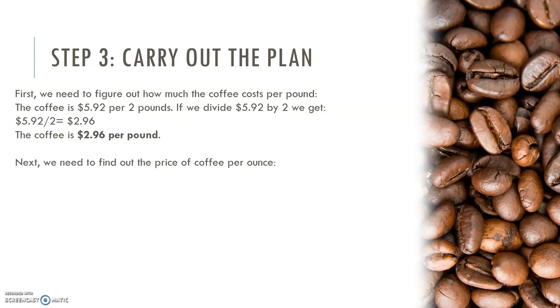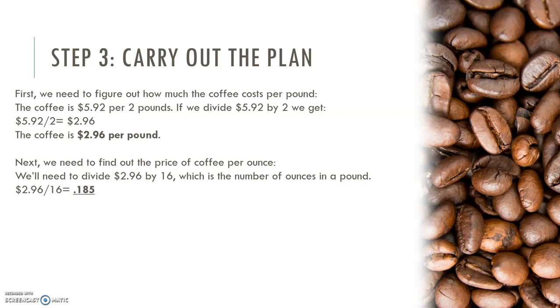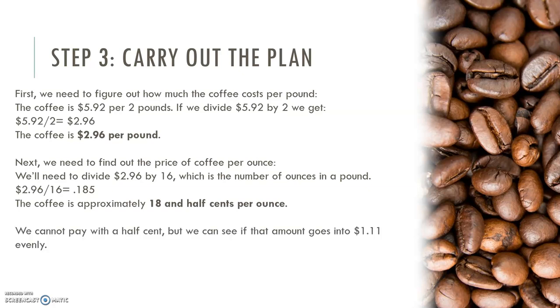Next, we need to figure out the price of coffee per ounce. We'll need to divide $2.96 by 16, which is the number of ounces in a pound. $2.96 divided by 16 equals 0.185. The coffee is approximately 18.5 cents per ounce. So we cannot divide a cent by half. We cannot pay with half a cent. So we need to see if that amount, 0.185, goes into $1.11 evenly.